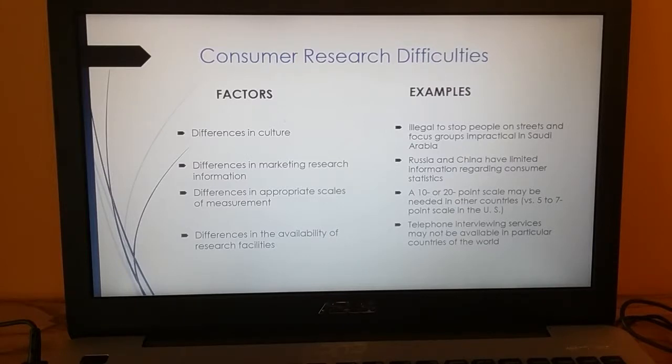So the other problem, too, is that a lot of times in international marketing research, we talked about scales of measurement. Like, here we'll say rate something from 1 to 5. So for us, a 5 or 7 point scale might be okay, but in other countries, a 10 or even 20 point scale might be needed. So also the whole idea of telephone marketing research might be unavailable in other countries because of the fact that they just don't have the same level of communication access that we have.